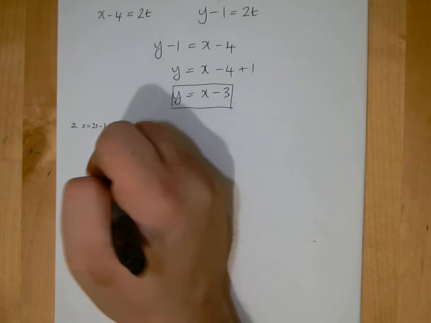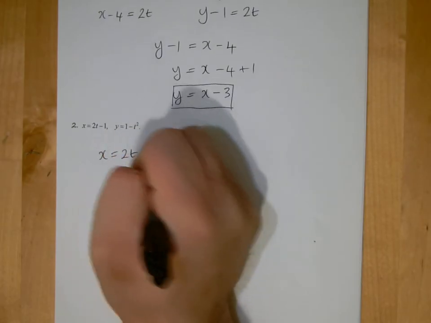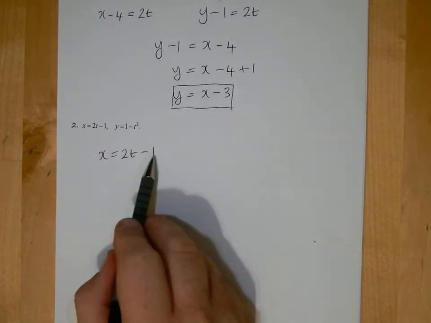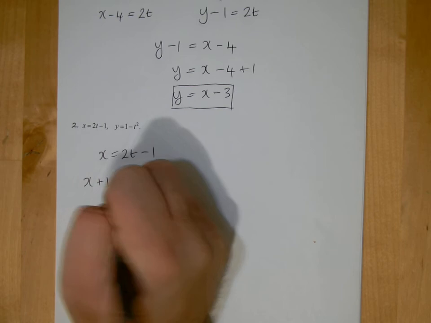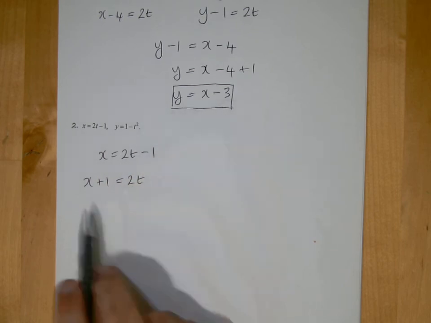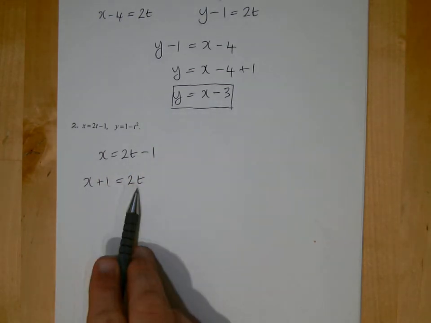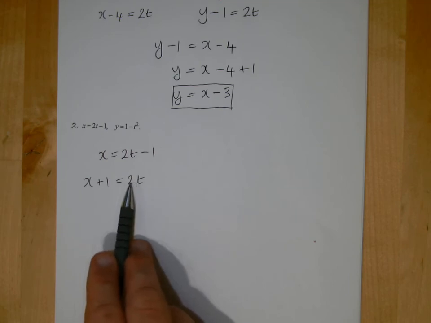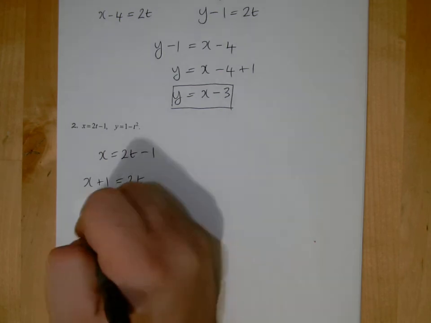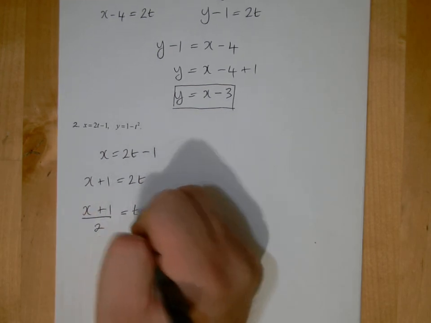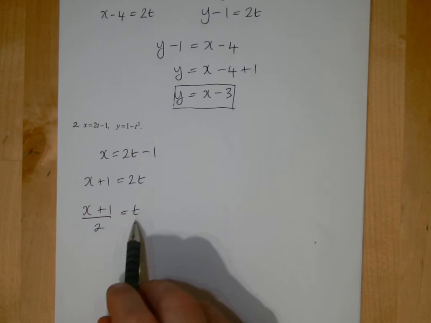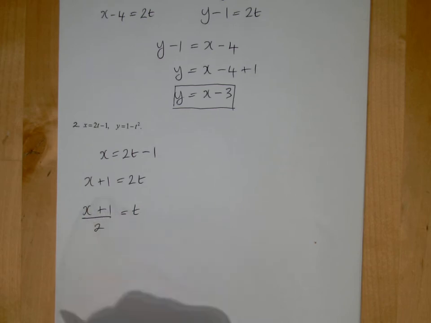So I've got x equals 2t minus 1. If I bring that minus 1 over, it becomes a plus 1. So I've got x plus 1 equals 2t. And then to get t on its own, because I'm timesing that, I need to take that 2 over and divide. So now you can see I've got an expression for t in terms of x.